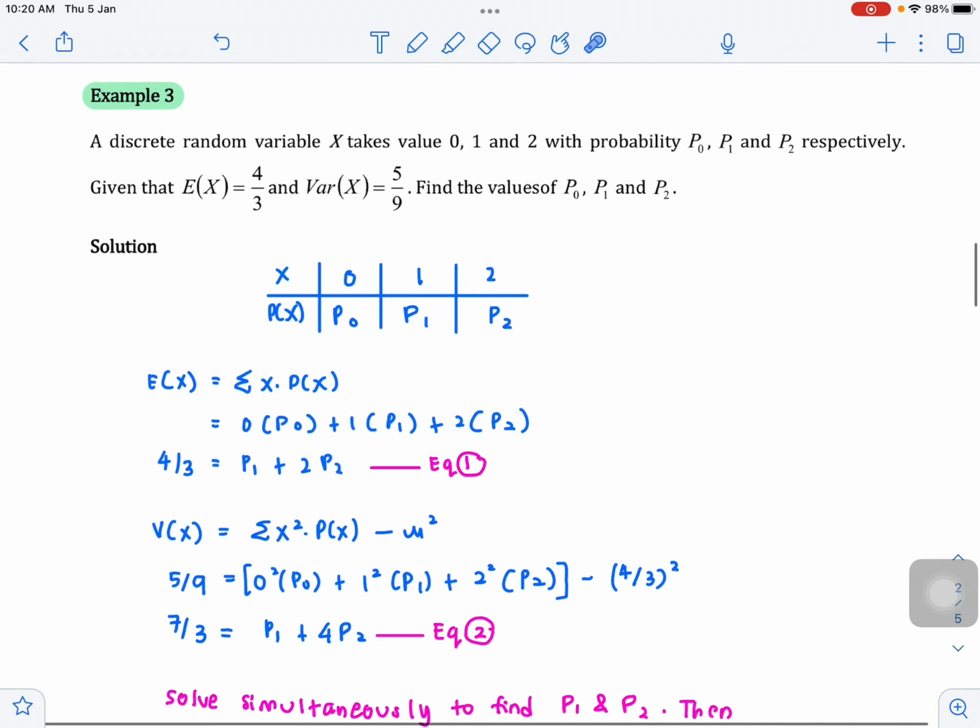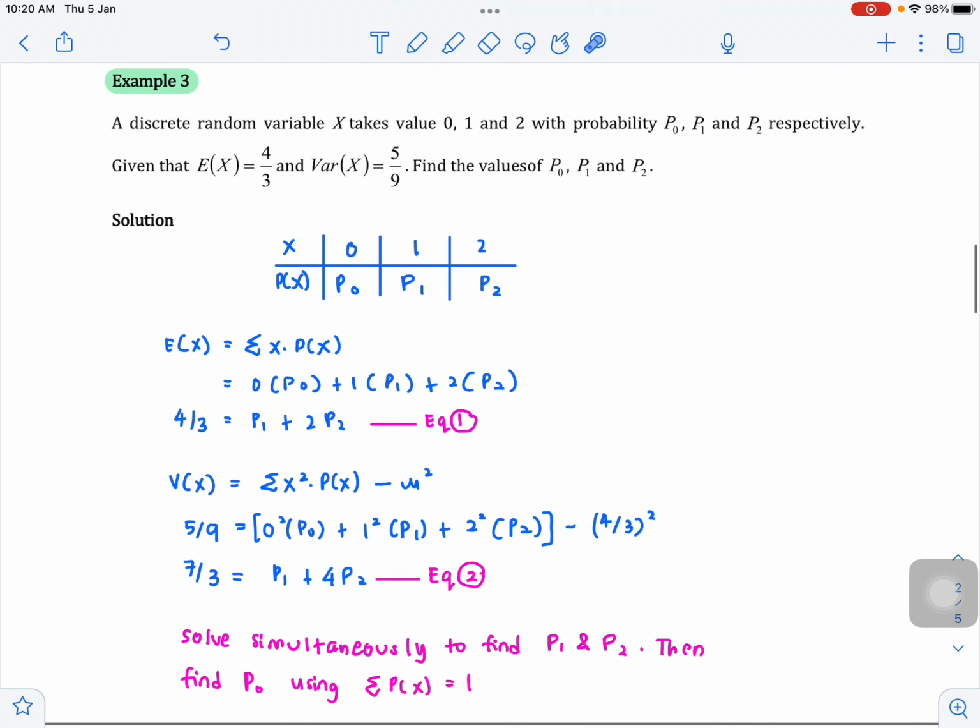A random variable X takes values 0, 1, 2. So you are given the X values here with the probabilities P0, P1 and P2 respectively. Given that E(X) is 4 over 3 and the variance is 5 over 9, find the values of P0, P1 and P2.